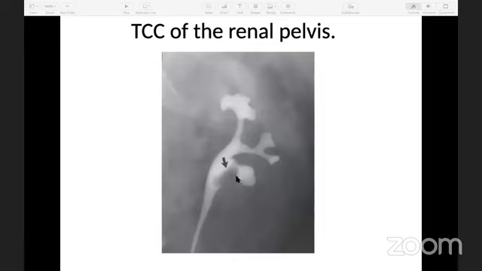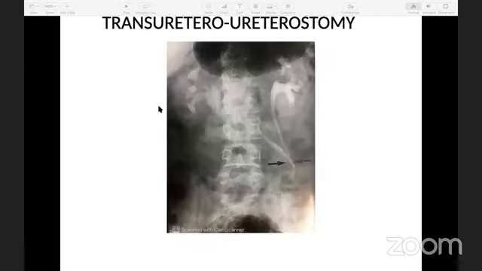Filling defect in left renal pelvis, which was found to be transitional cell carcinoma. IVU is an investigation of choice in a patient with transureteroureterostomy. Another point in these cases, in transureteroureterostomy, there can be reflux from one moiety to other, and this is known as yo-yo reflux.